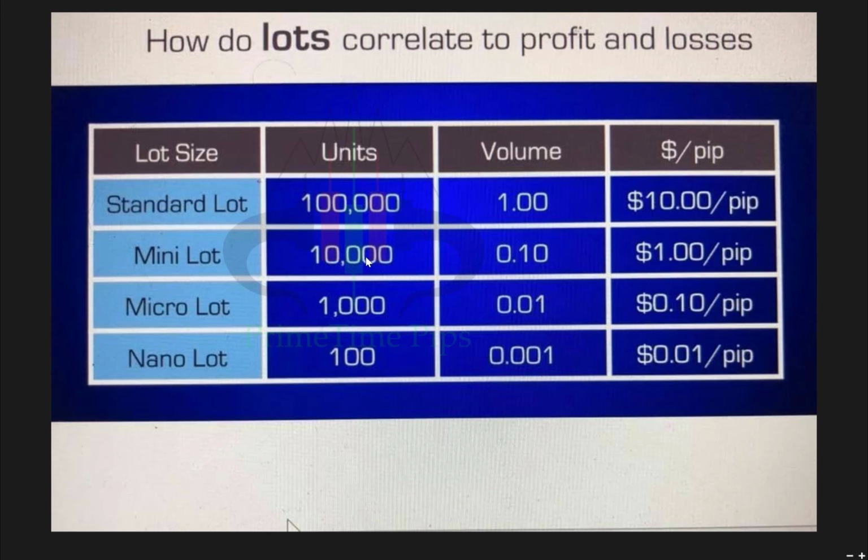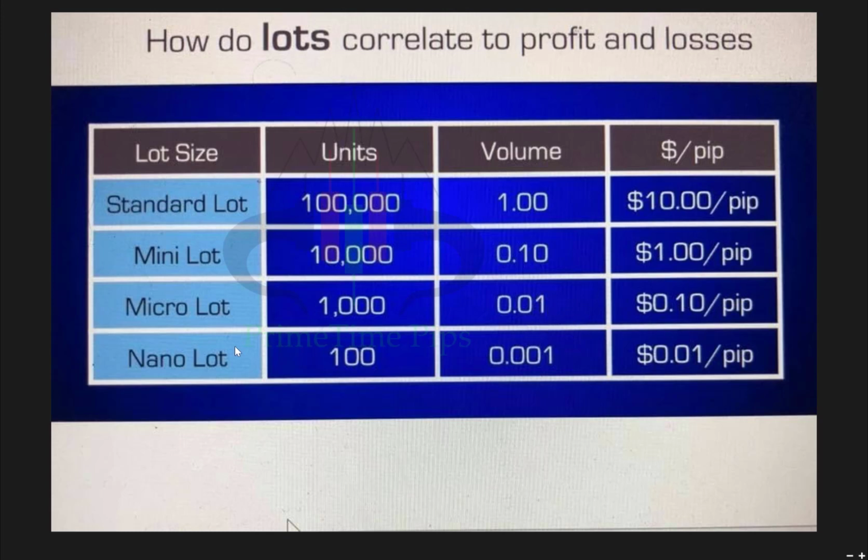We have a mini lot, which is 10,000 units, and that's 0.1. That's $1 per pip. We have a micro lot, which is 1,000 units, 0.01. That's 10 cents per pip.